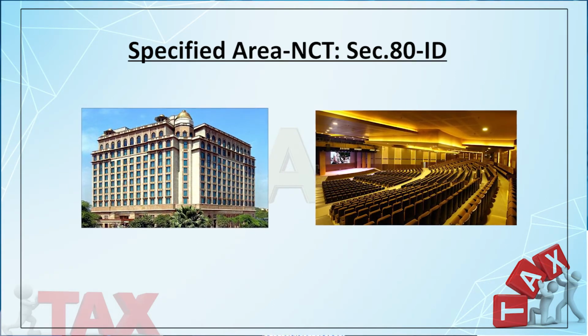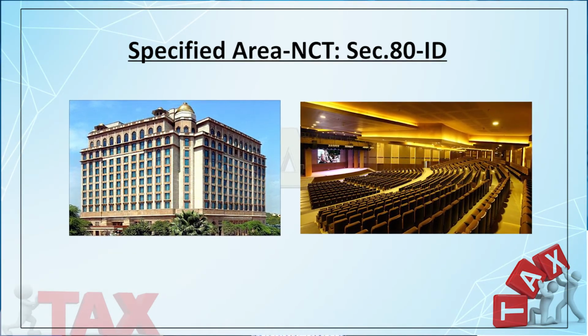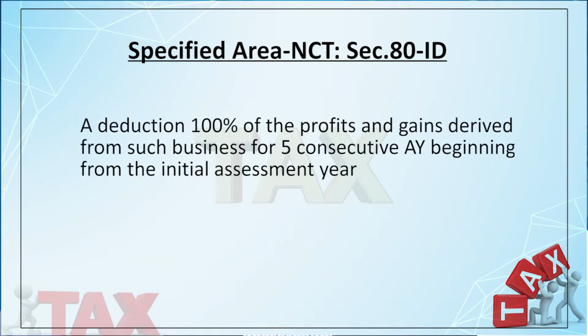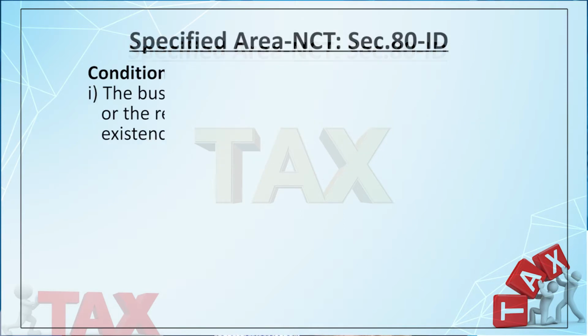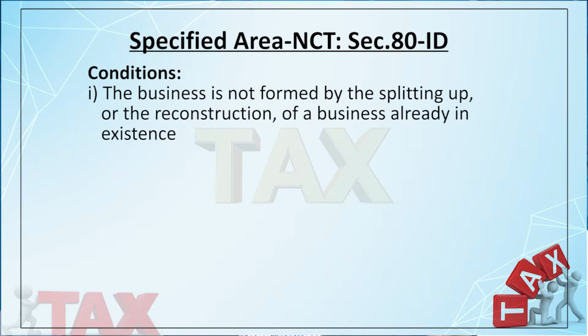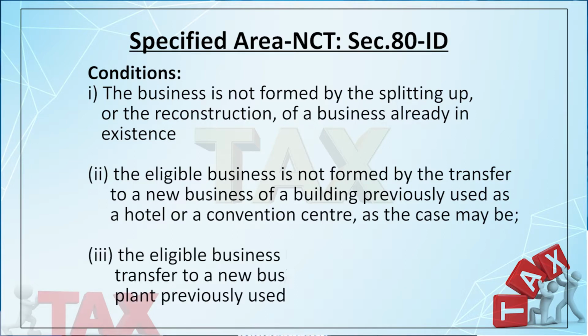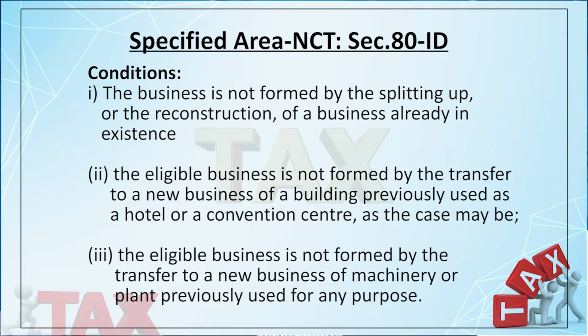Now, 80ID, specified area of National Capital Territory. If any hotel or any convention center is constructed, a new hotel and new convention center coming up in the National Capital Territory, then the deduction will be available. Deduction of 100% of profit and gains derived from such business for 5 consecutive assessment years, beginning from the initial assessment year. Initial assessment year is very important here, and the conditions remain the same for all of 80IC, ID, IE. So, the business is not formed by splitting up or the reconstruction of a business already in existence. The eligible business is not formed by the transfer to a new business of machinery or plant previously used for any purpose. Certain exemptions are there, but you have to keep in mind all these conditions. All 3 conditions are to be fulfilled to get the deduction under section 80ID.